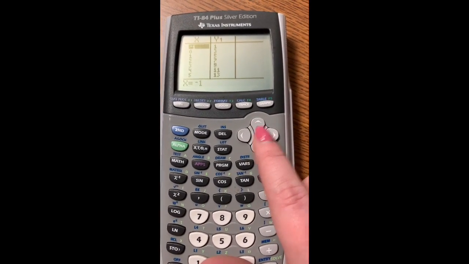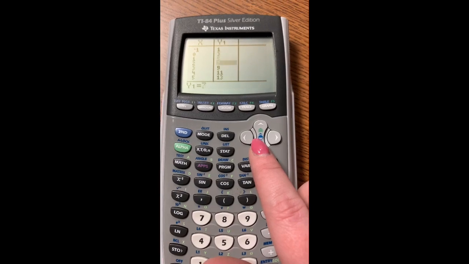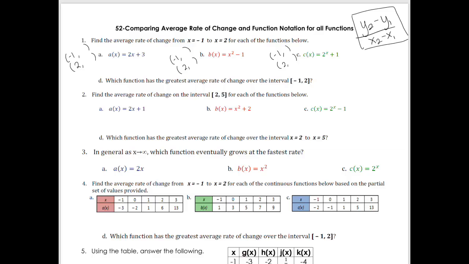So -1, 1, and 2, 7. So this is x1, y1, x2, y2. So 7 minus 1 over 2 minus -1. 7 minus 1 is 6. 2 minus -1 is 3. And 6 divided by 3 is 2. Okay, now let's do b.